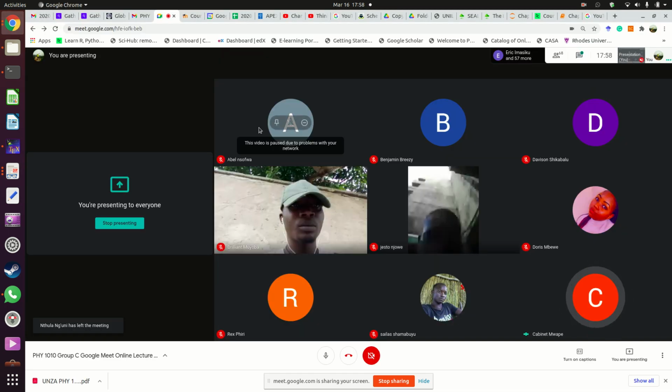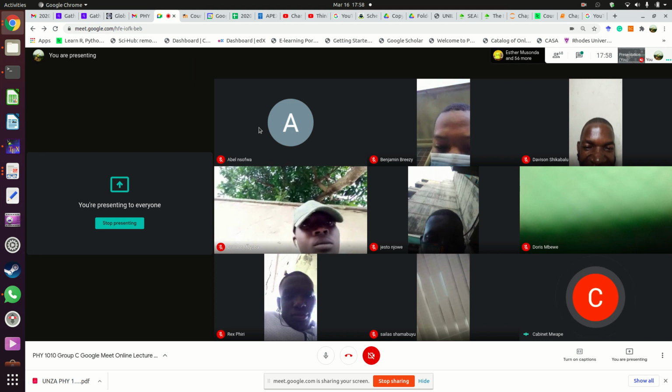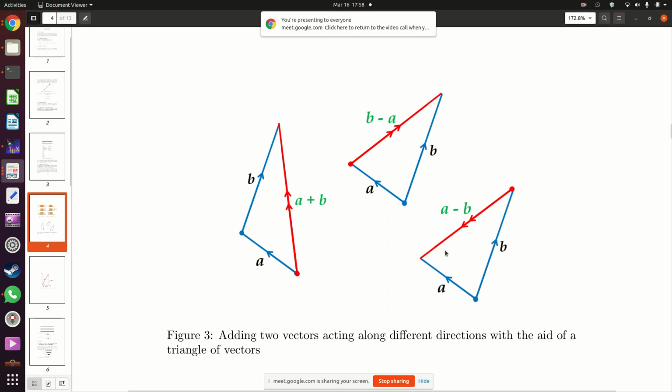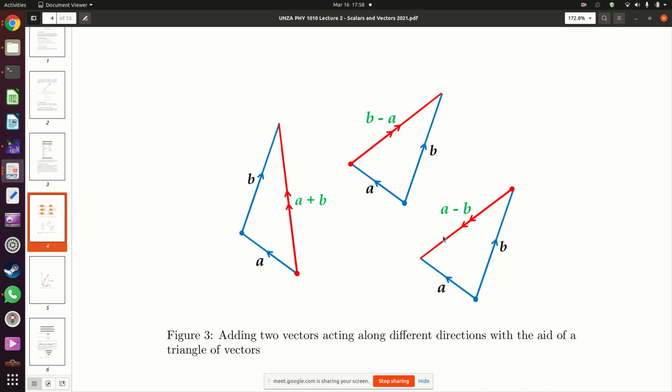Does that qualify the statement that B minus A is equal to A minus B? No, it's not. The size of B minus A and A minus B might be the same, yes. But the direction is different, as you can see. B minus A is pointing in a different direction from A minus B. So the direction in this case makes them not equal. The direction is important when you're dealing with vectors, but the magnitude is the same. Are we clear?